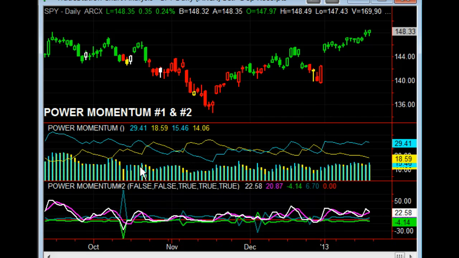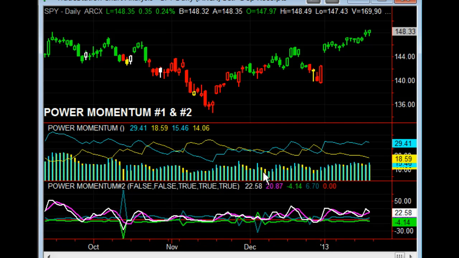And so the easiest way to look at our power momentum, we have two. Power momentum 1 is a cyan, yellow, double combination here. These lines represent when the cyan is above, you have bears pretty much in control, and when blue is above, you've got the bulls in control.